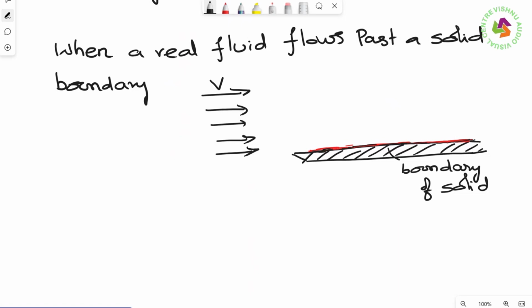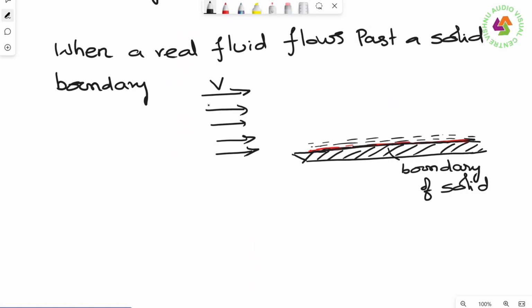When the retardation is taking place at the boundary, this retarded layer of fluid induces retardation in the adjacent fluid layer which is flowing just above it. And this retarded layer again induces retardation in the next. Like this, the fluid layers which are near the solid boundary undergo retardation. They won't flow with the same velocity with which they approached the plate.